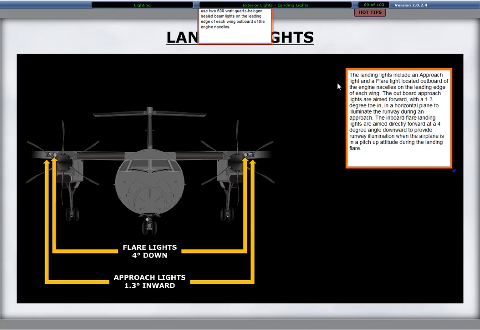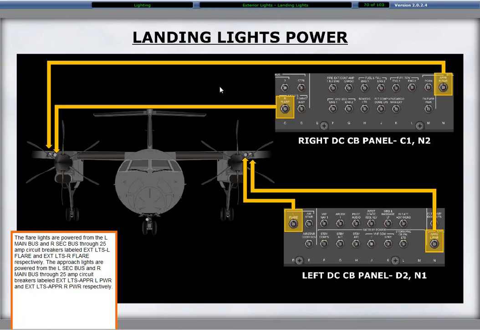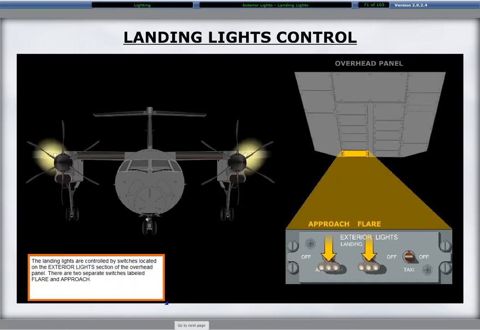The flare lights are powered from the left main bus and right secondary bus through 25 amp circuit breakers labeled exterior lights left flare and exterior lights right flare respectively. The approach lights are powered from the left secondary bus and right main bus through 25 amp circuit breakers labeled exterior lights approach left power and exterior lights approach right power, respectively. The landing lights are controlled by switches located on the exterior lights section of the overhead panel. There are two separate switches labeled flare and approach.